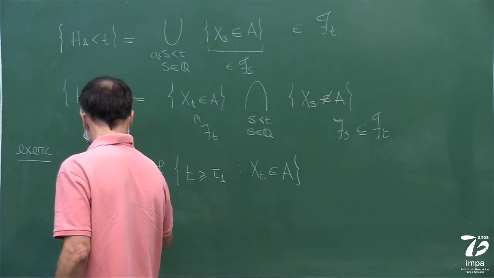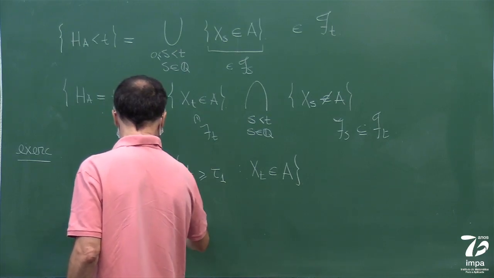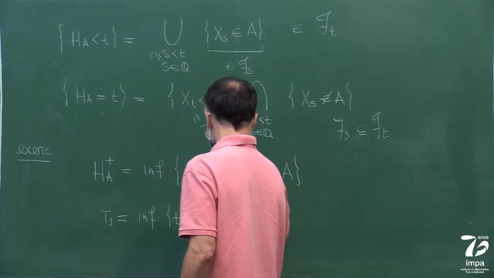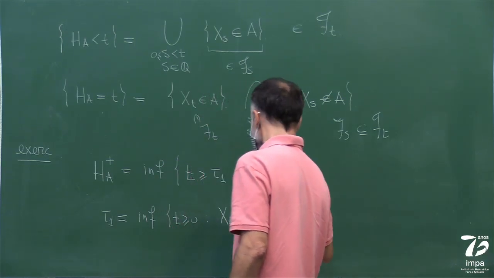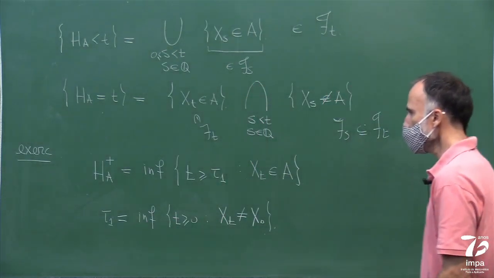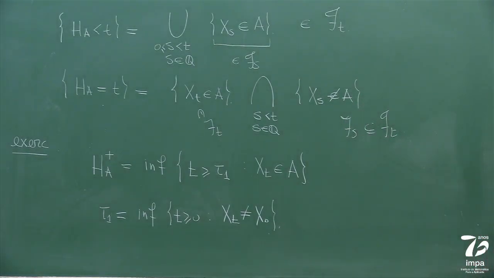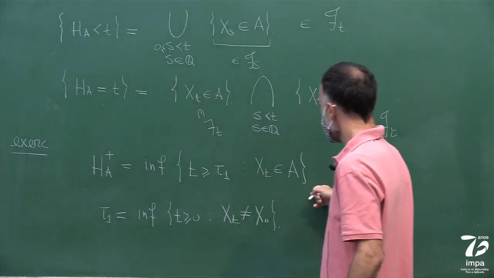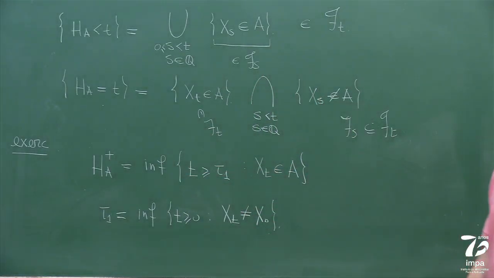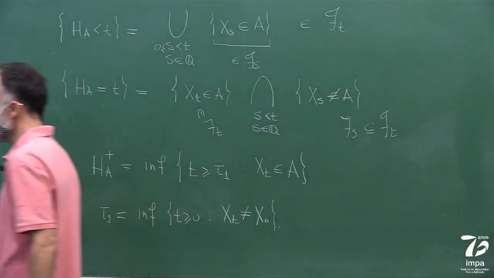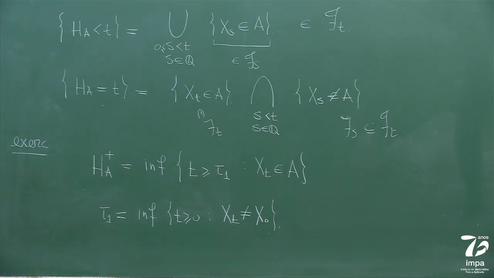So tau 1 is the first jump time. This is the infimum over all t larger than 0 for which X_t is different from X_0. So tau 1 is the time at which you jump. And the return time is the first time after the first jump at which you hit A. So while H_A can be equal to 0, H plus A, the return time, is always larger than tau 1, so larger than the first jump, so strictly positive, because we've seen that the first jump is an exponential random variable. So that's fine.